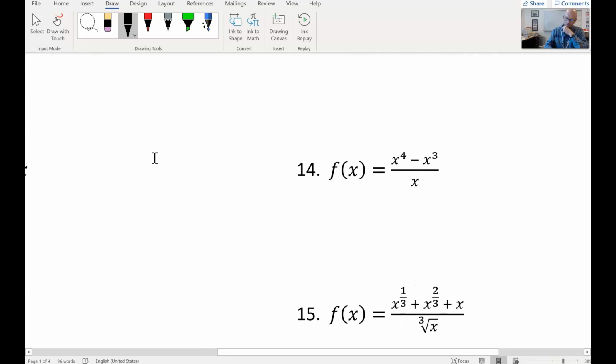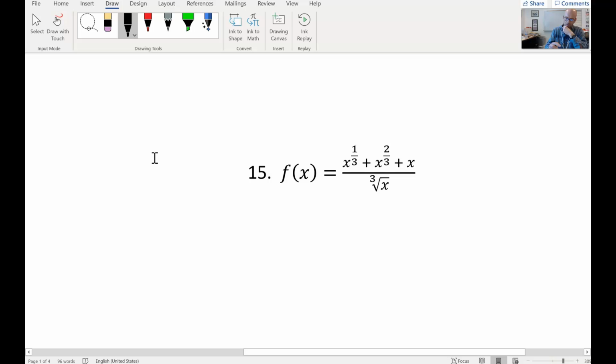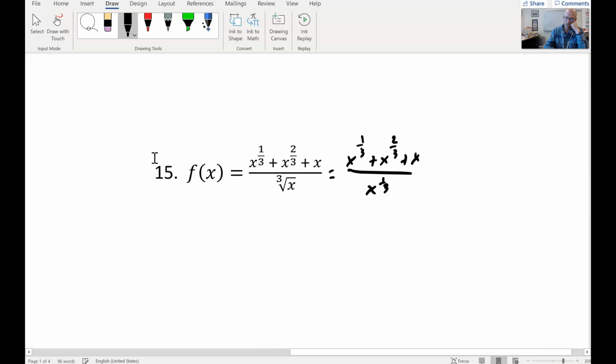Okay, I don't think I'm going to do all of these, but hopefully you're getting the idea. Here's another one. Oh, let's drop down to this one. This is a cute one. So first thing I would do is remind myself that this is, well, I'll just rewrite all of this. And this is really x to the 1/3, right? So then I would take one more step here and rewrite this, using the distributive property again. So x to the 1/3 divided by x to the 1/3 is just 1. X to the 2/3 divided by x to the 1/3 is x to the 1/3. And x divided by x to the 1/3 would be x to the 2/3.